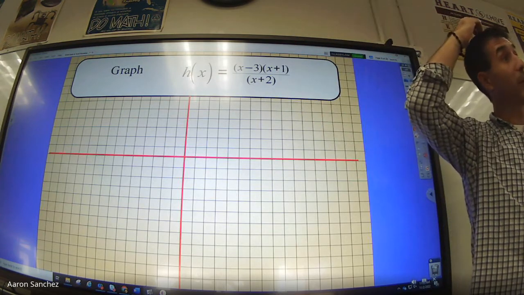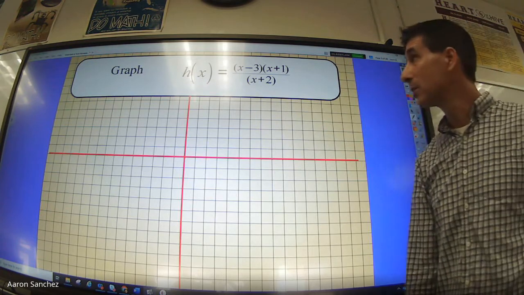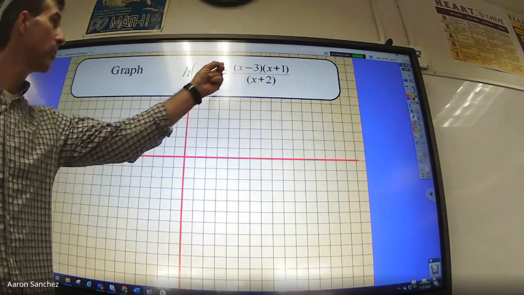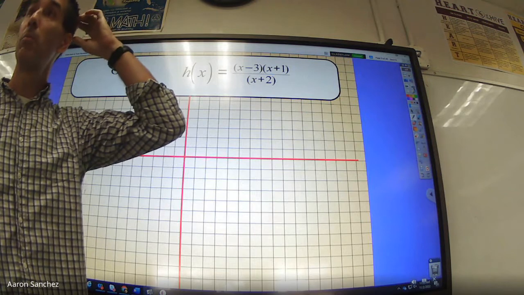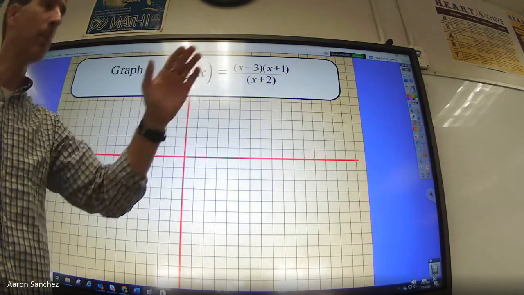If we do that one, we'll go back to the other one. I think you guys can do that. It's just like all the others. If you're going to divide this, what should you do to the numerator first? Multiply it out. Then you can divide it.